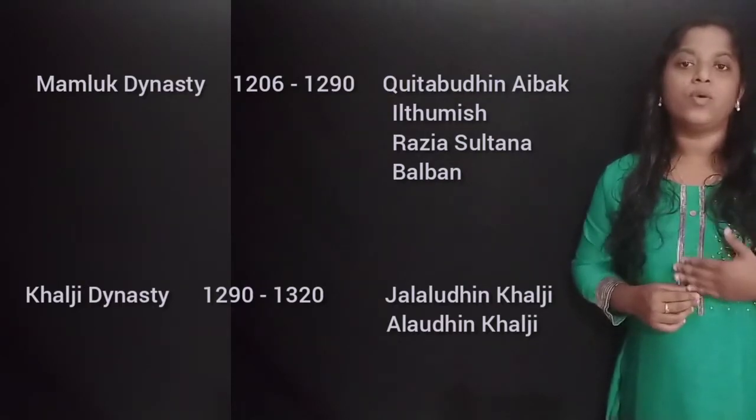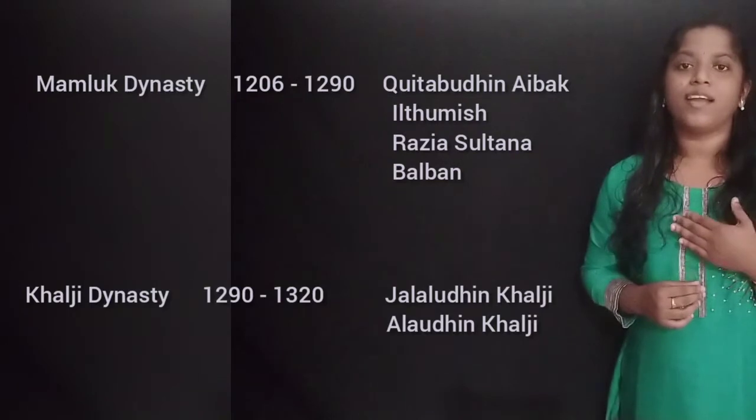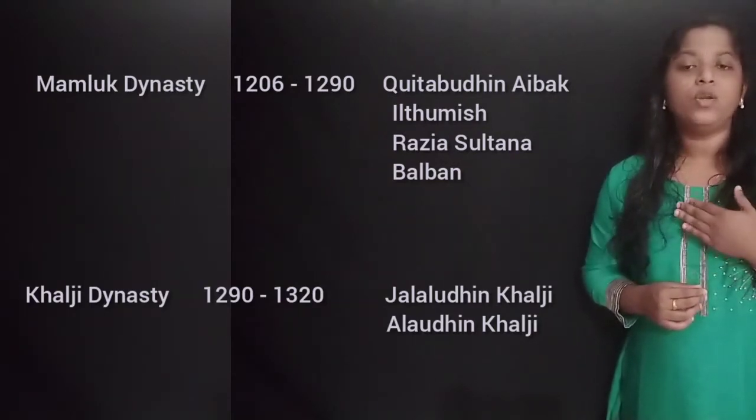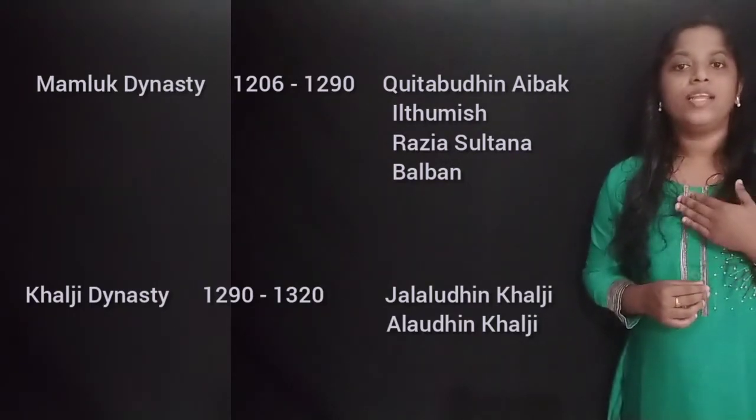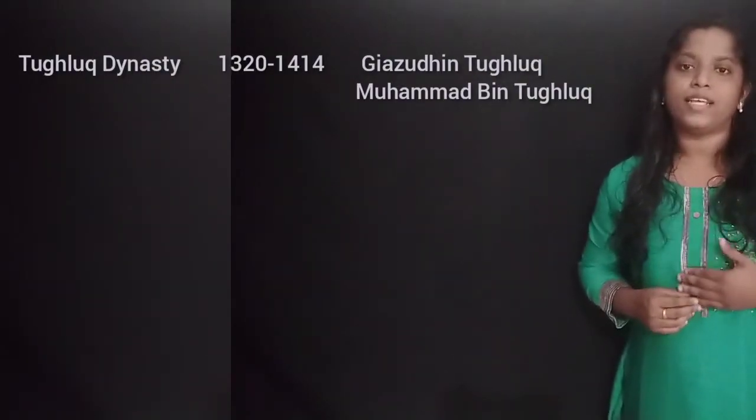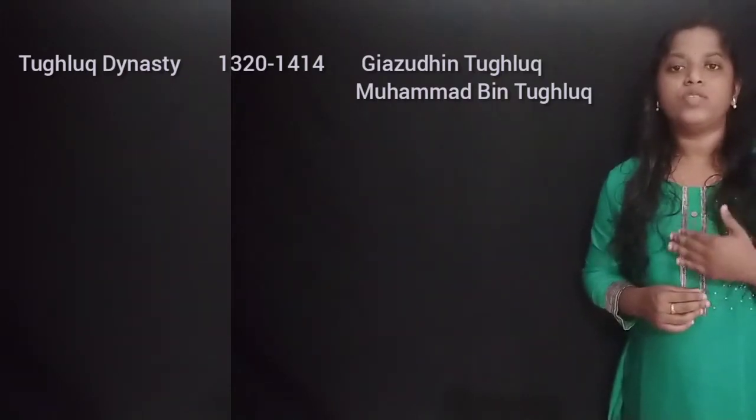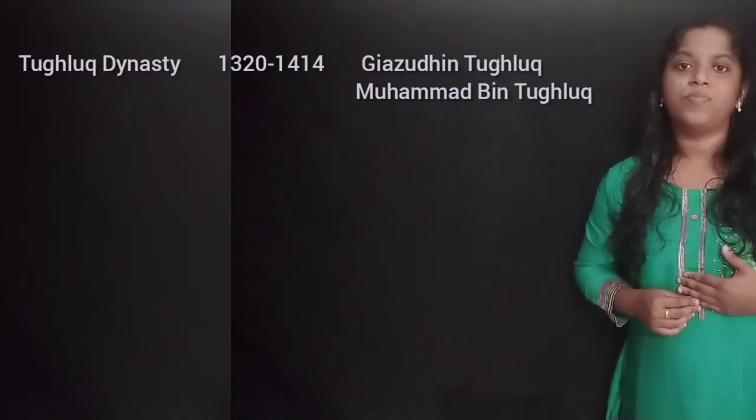The second dynasty of Delhi Sultanate, that is Khilji Dynasty, and their ruling period was from 1290 to 1320. And the important rulers are Jalaluddin Khilji and Alauddin Khilji. Then the third dynasty of Delhi Sultanate, that is Tughlaq Dynasty, and their period was from 1320 to 1414. And the important rulers are Ghiyasuddin Tughlaq and Muhammad bin Tughlaq.